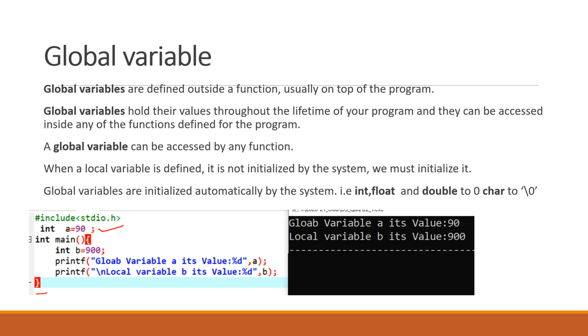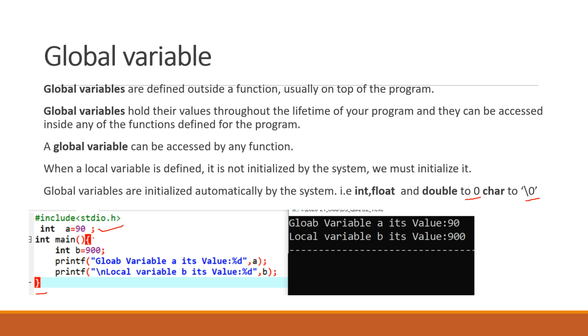Suppose a is defined but not initialized. It is automatically assigned a value by the system. What is that value? For all numeric types like integer, float, double, 0 is assigned. For character, null is assigned. So if you forgot to give this 90, the system will assign 0, because a is of type integer. As it is initialized here, this value is taken.